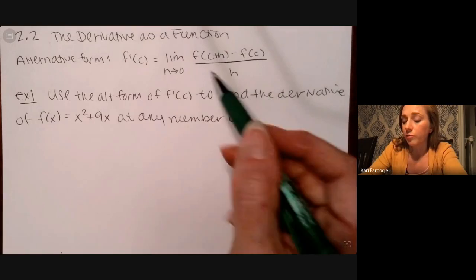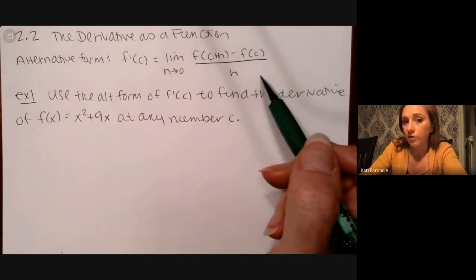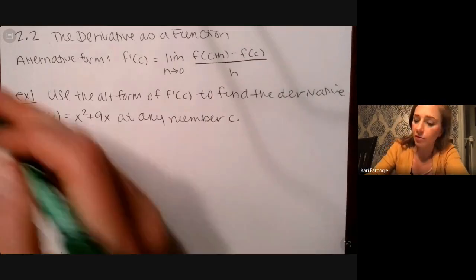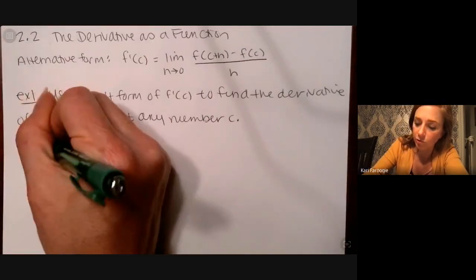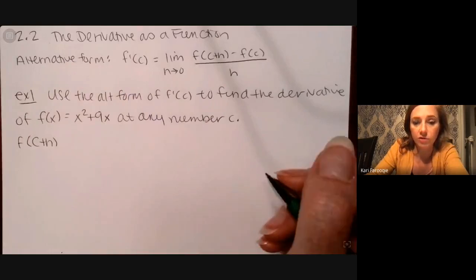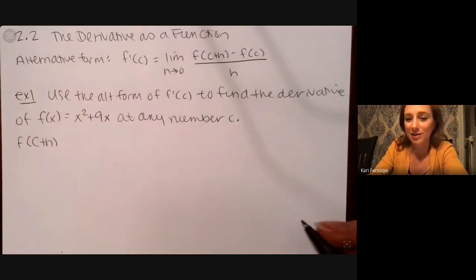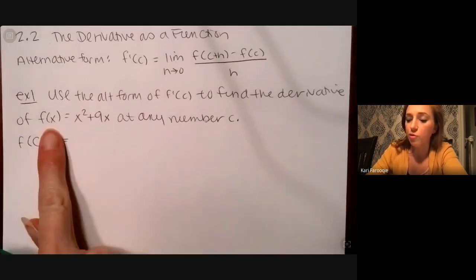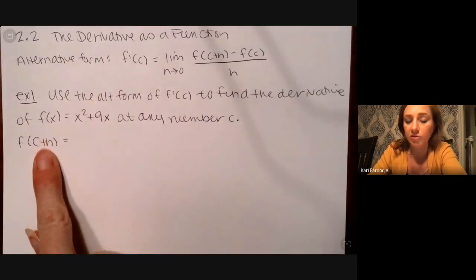In this case, first of all, we need to find f of c plus h, and then we're going to work on this difference quotient. So same as what we were working on last week every time we did these. I only did one in class, but you did 2 or 3 of them on your homework. All right, f of c plus h. Everywhere you see x, swap it out with c plus h.